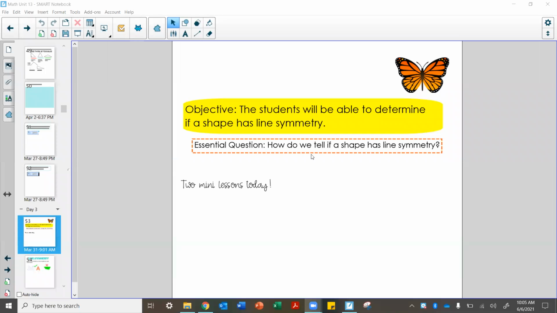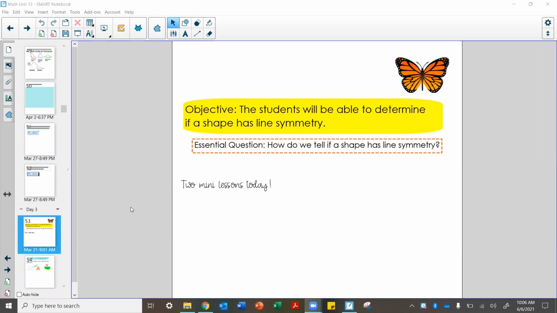Okay, today we're going to learn about determining if a shape has a line of symmetry. So here's our objective. Students will be able to determine if a shape has a line of symmetry. And our essential question, how do we tell if a shape has a line of symmetry? We're going to be doing two mini lessons today.